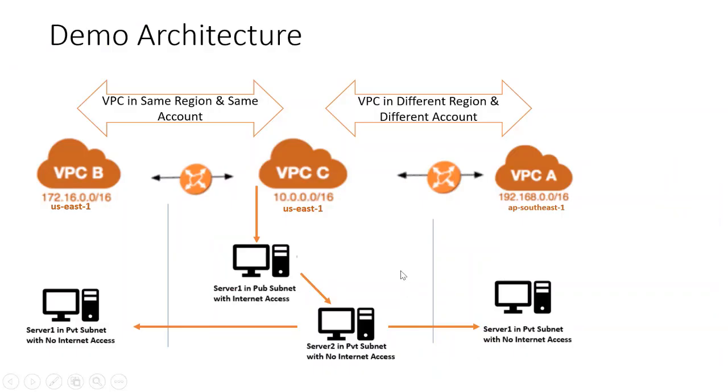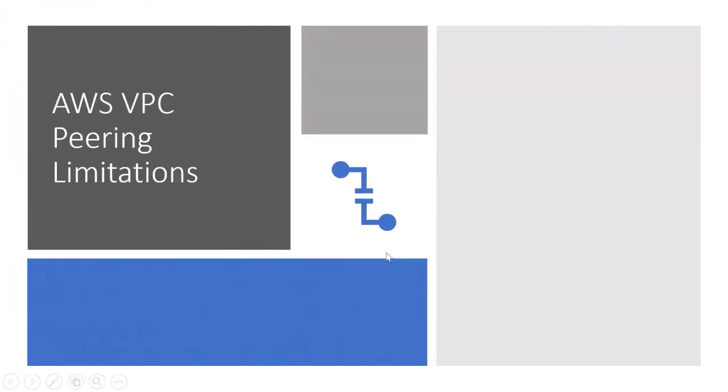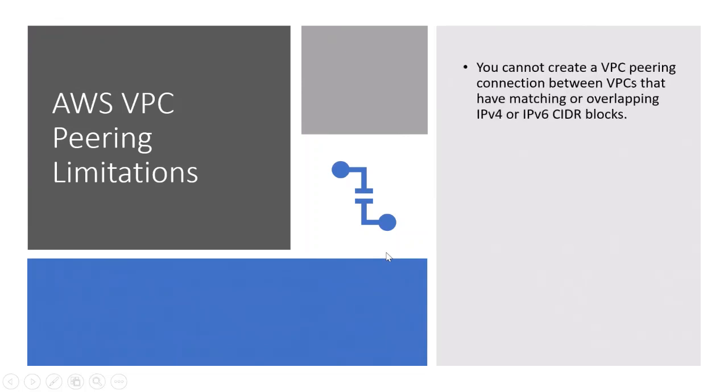So let's talk about some of the peering limitations. You cannot create a VPC peering connection between VPCs that have matching or overlapping IP version 4 or IP version 6 ranges. And you saw that we used a different IP range for all our VPCs. So you cannot have a matching one, and it's very important to remember.